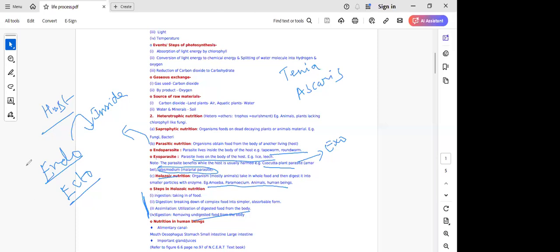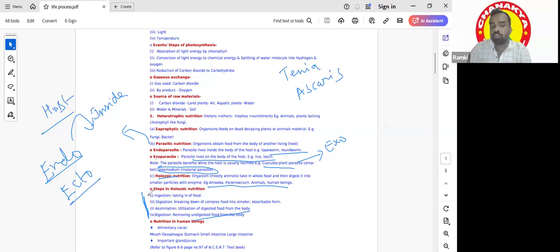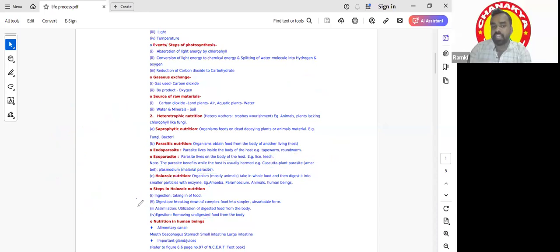What are all the steps involved in the holozoic mode of nutrition? Ingestion, digestion, absorption, assimilation and egestion. Totally 5 steps are involved. Clear?